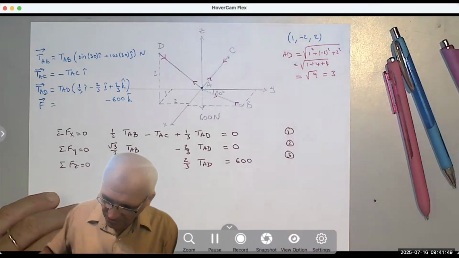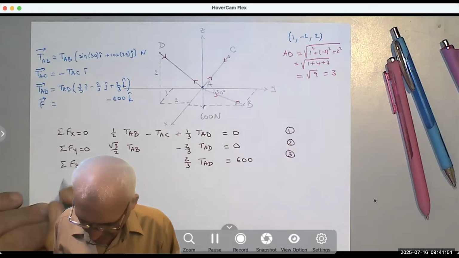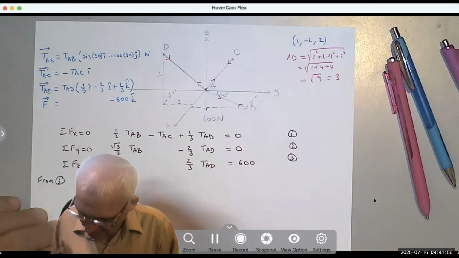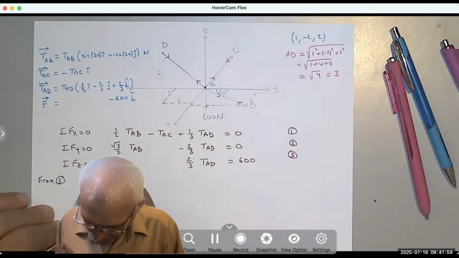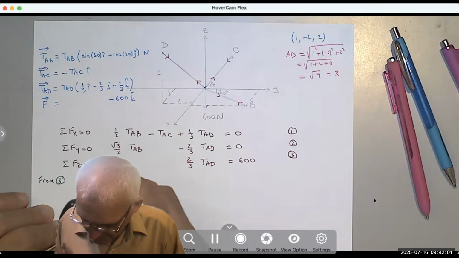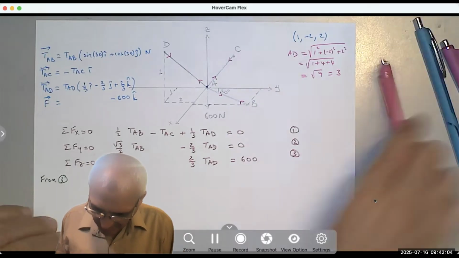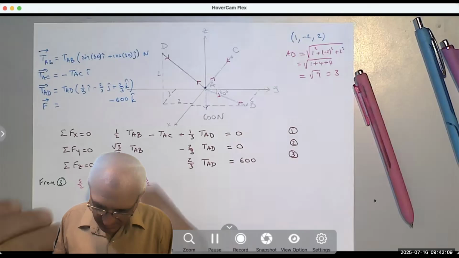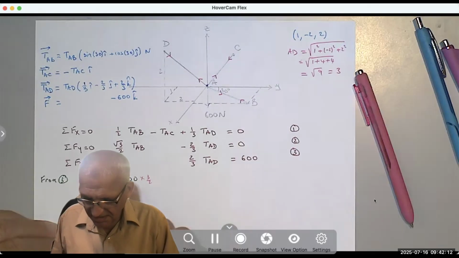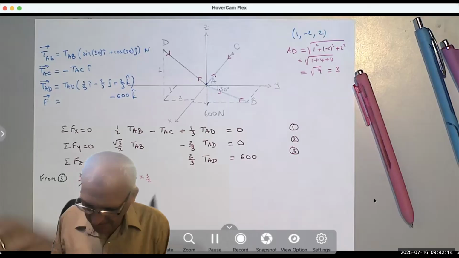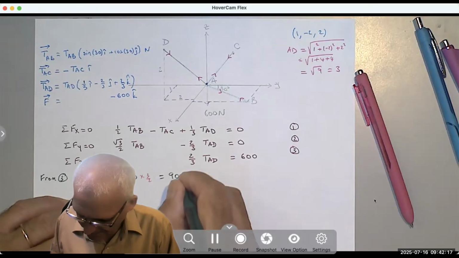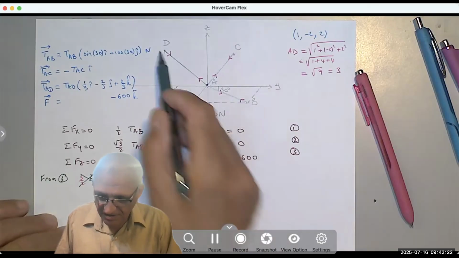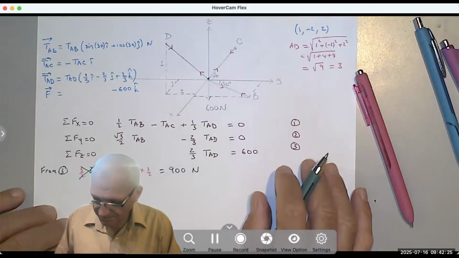So now solving equation 3, right? From equation 3, we get 2/3 TAD equals 600. So you're going to multiply that by 3/2, and you get TAD, 6/2 is 3 times 3 is 9. So you get 900 Newton. It's an easy one. So the tension in this cable is 900 Newton.